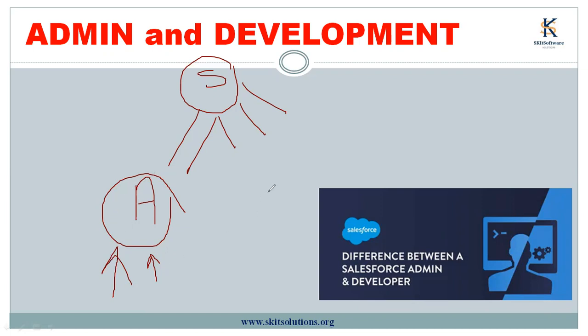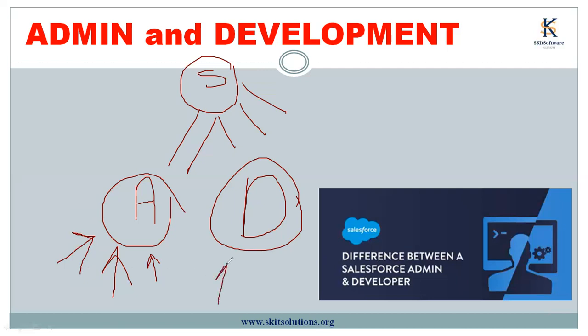So, admin, and we have one more important term, that is development. Admin is something in which you have to do the customizations about your applications, about your requirements, about your categories. But development is something in which you have to write code, in which we can use some programming language, that is Apex, which is a little bit based on Java.